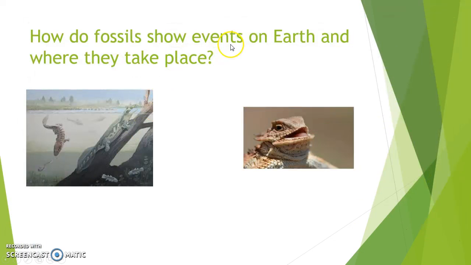How do fossils show events on Earth and where they take place? Well, it shows on the left picture. I chose it because it looks like they're lizards and they're hunting animal and other animal life. And over time, it shows that it takes a long time for animals in the water to evolve and go into land mammals. So it just shows that the time and place, it takes a while.